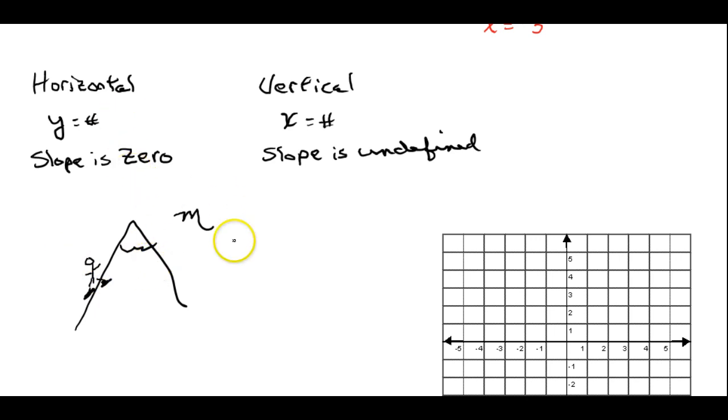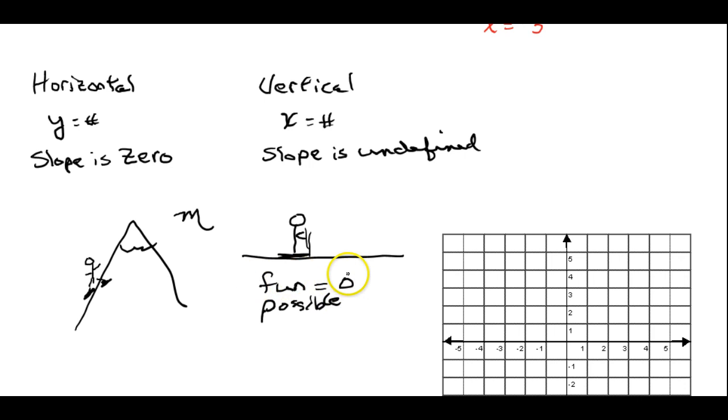Alright, but on a horizontal line, you know, flat ground, is it possible to ski on completely flat ground? Well, yeah, cross-country skiers do it all the time, right? But is it fun? Well, if you like downhill skiing, fun is 0. But it is possible, okay? So possible, but 0 on the fun factor.